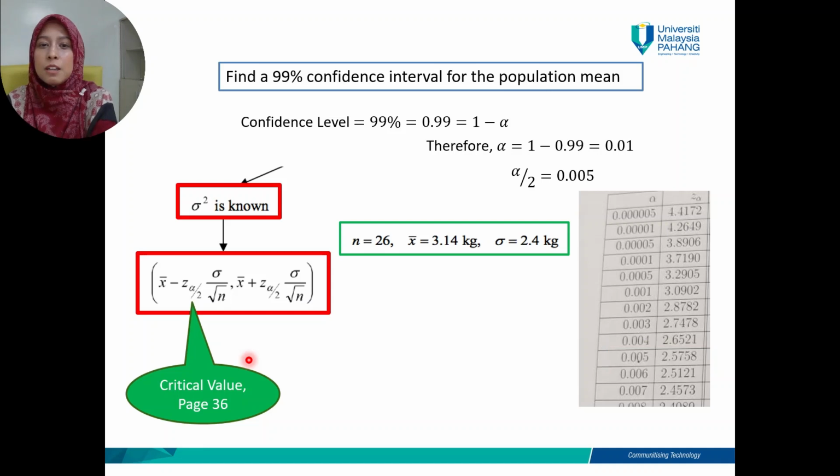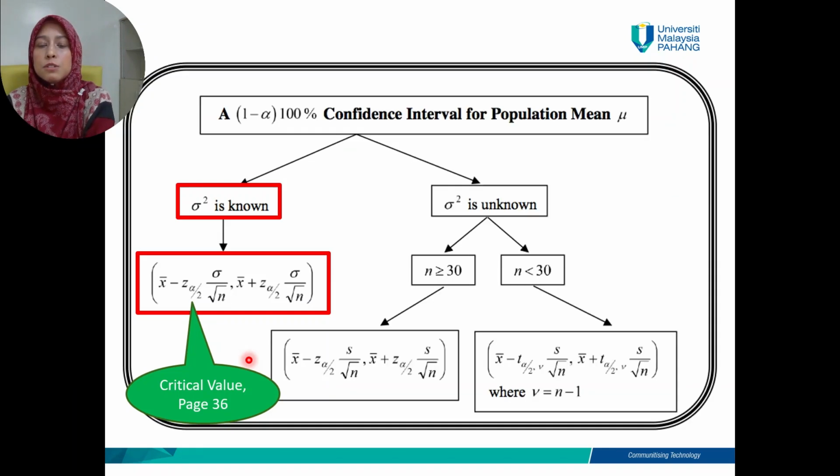Basically, there are three different formulas that you can use to estimate the population mean. That really depends on the case. If sigma square is known, it's this formula. If sigma square is unknown, it's this formula. Sigma square unknown means that the question didn't give you any value for sigma or sigma square, and the sample size is more than 30. So this is the formula. But if the sample size is less than 30, you need to use this formula.